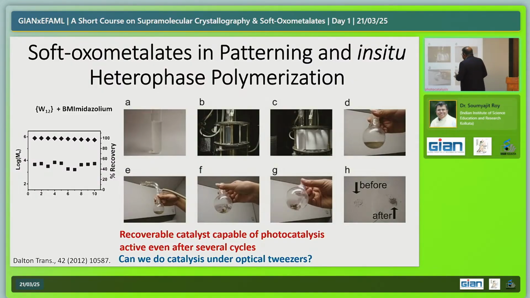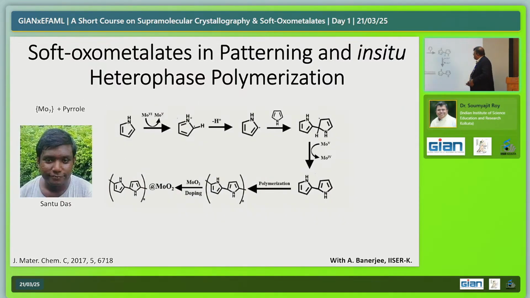And then the question that we asked is, can we do this type of catalysis under optical tweezers? That was the question, because we have done it under normal light, right? So this type of light, can we do this catalysis under optical tweezers? So then again, Shontu came up with this nice idea that yes, we can try. And so what we did is then combined MO7 with pyrrole. And then what happened was very, very complicated. We didn't expect it to be that complicated, but it was really quite a complex thing.